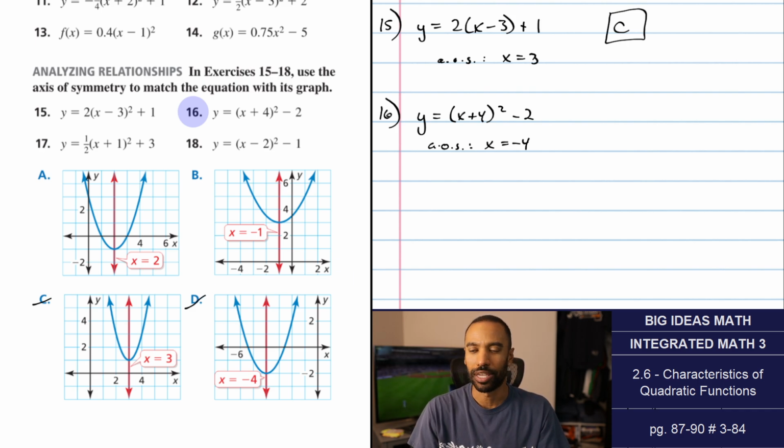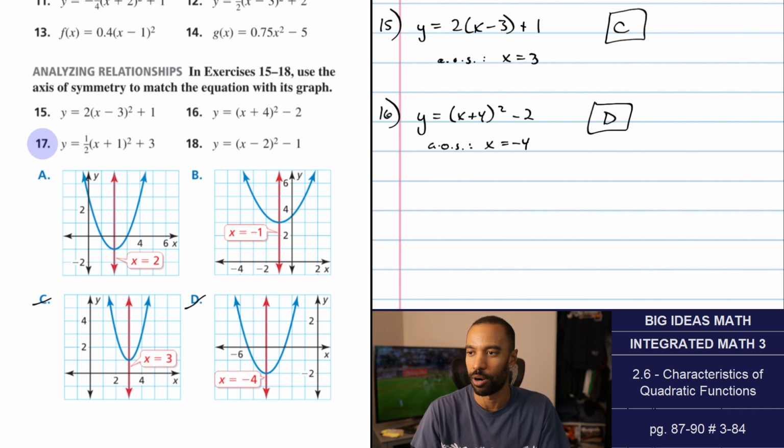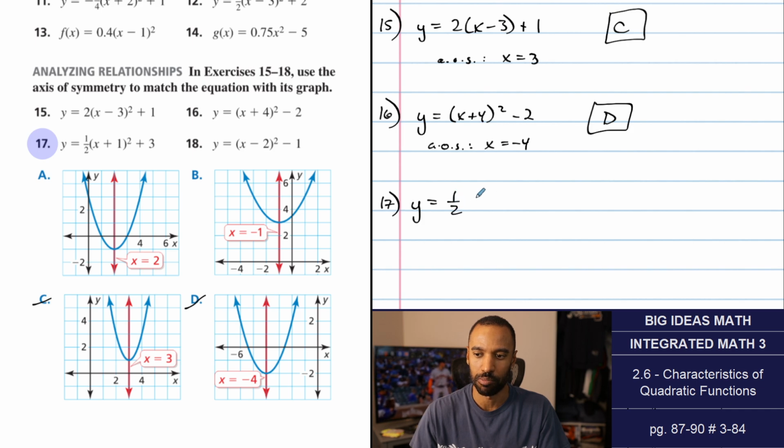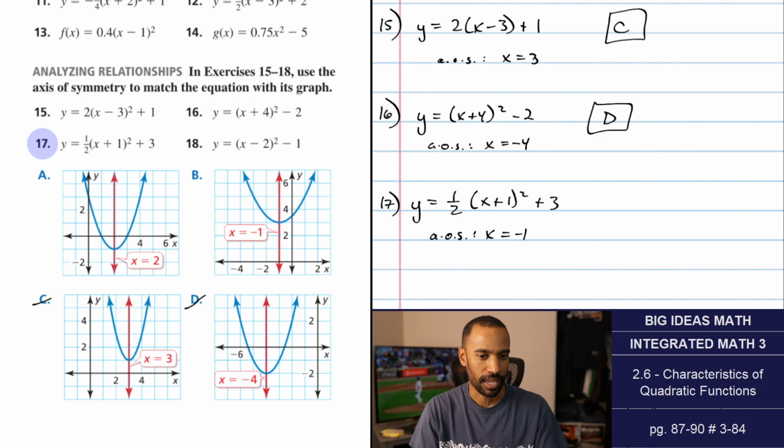Now, I'm not looking at the rest of the graph too much. We could look at the vertex. They said use the axis of symmetry to match the equation. We could look at the vertex as well, but let's practice them axes of symmetry. So that's D. Again, look at the rest of the graph, see if it makes sense to you. But since we just did so many in vertex form, I think I've practiced myself out, you know? I think the rest can go in line. Now I'm just answering the question being asked. 1 half times x plus 1 quantity squared plus 3. This axis of symmetry is at x equals negative 1. So that'll be B.